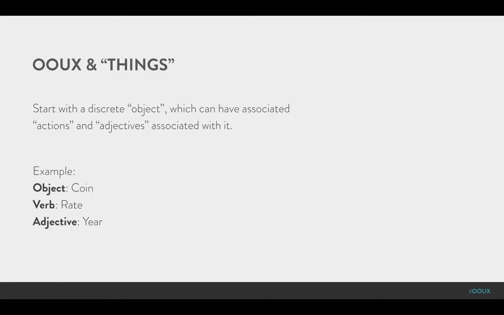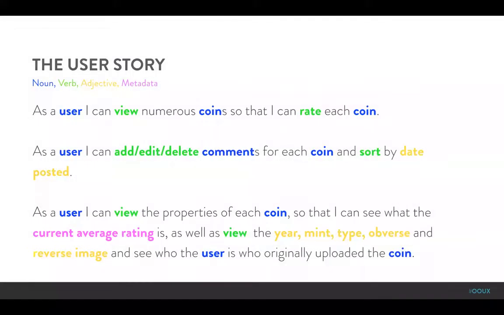So let's just think about a fictional website called coinrater.com where people can rate coins and their quality. In that case, you have a coin, which is your object, and you're going to do things like rate it, and you're going to have various adjectives, various properties, such as year for a coin. In this particular website, people will upload pictures of coins.